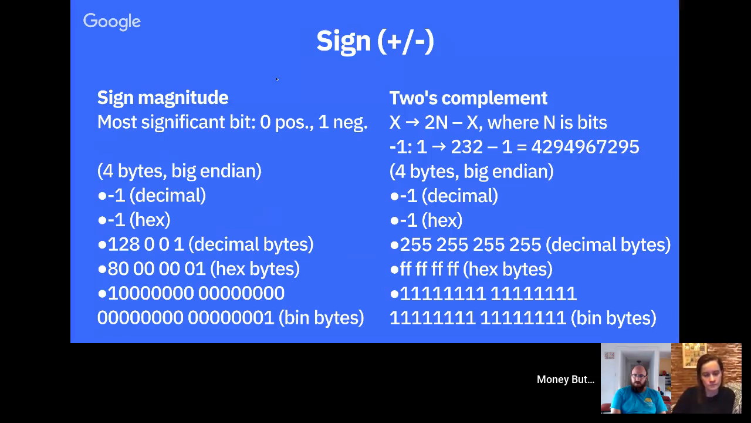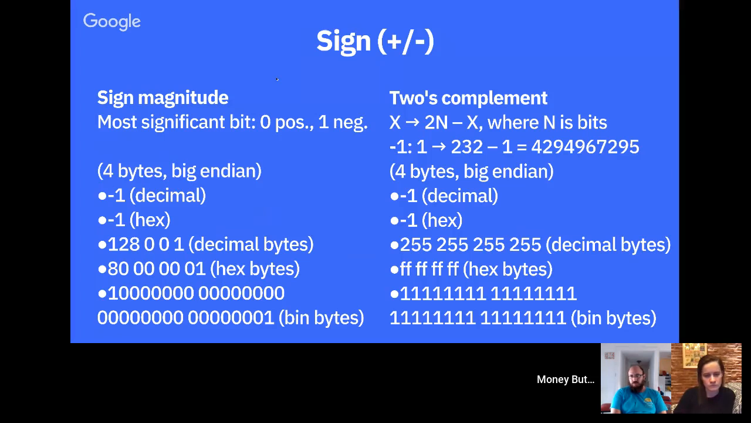Well, the first interesting one is the decimal bytes, where it's 128,0,0,1 on the left side there. That's 4 bytes, and it starts with 128 because, well, the most significant bit is flipped. And so if I write that down in decimal, it ends up being the number 128. Whereas if I write it in bytes, or sorry, in hex bytes, it starts with an 8.